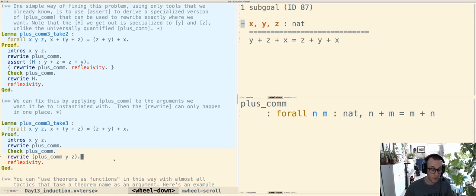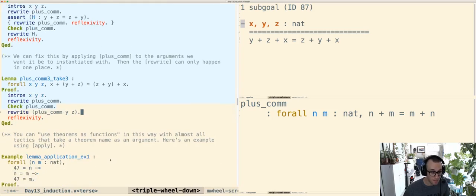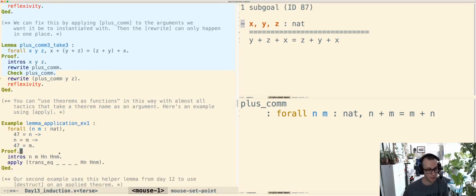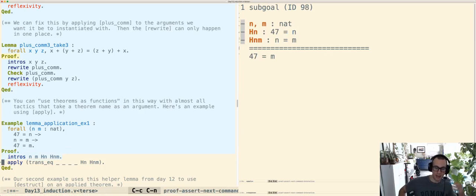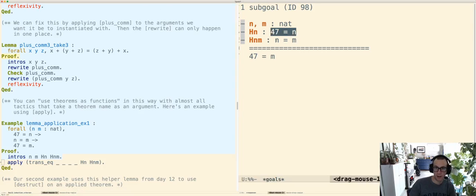Okay. Now, you can use theorems as functions this way, not just on for alls, also on arrows, and you can use them with many, many tactics. So here's another example. Here's a proof of transitivity. Let n and m be given, natural numbers, such that 47 equals n, and n equals m. We want to prove that 47 equals m.